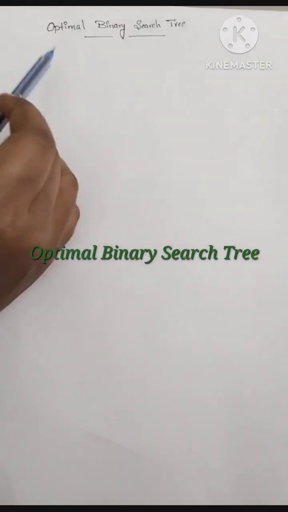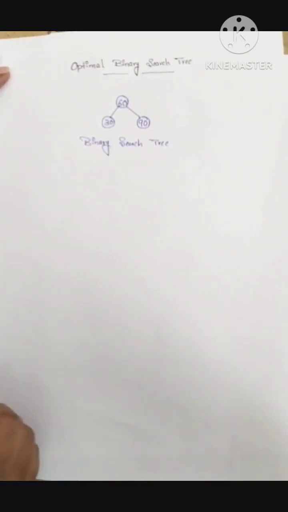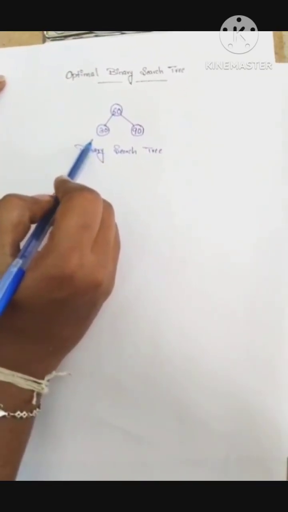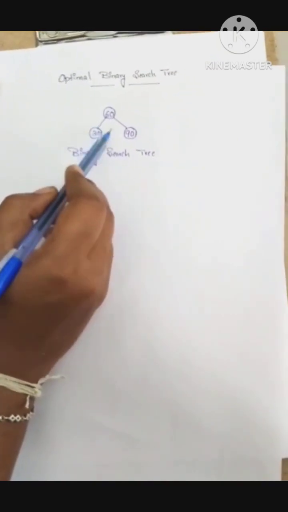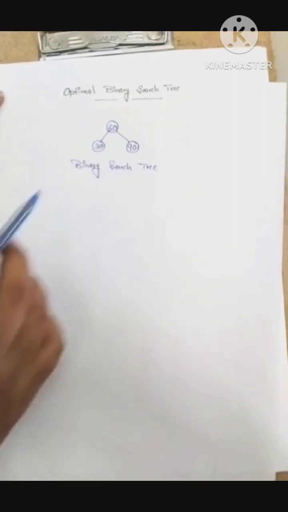The topic is about optimal binary search tree. Before discussing optimal binary search tree, let us once recall the basic concepts of binary search tree. We all know that a binary search tree is a binary tree where every node in the left subtree is less than the root and every node in the right subtree is of a value greater than the root.